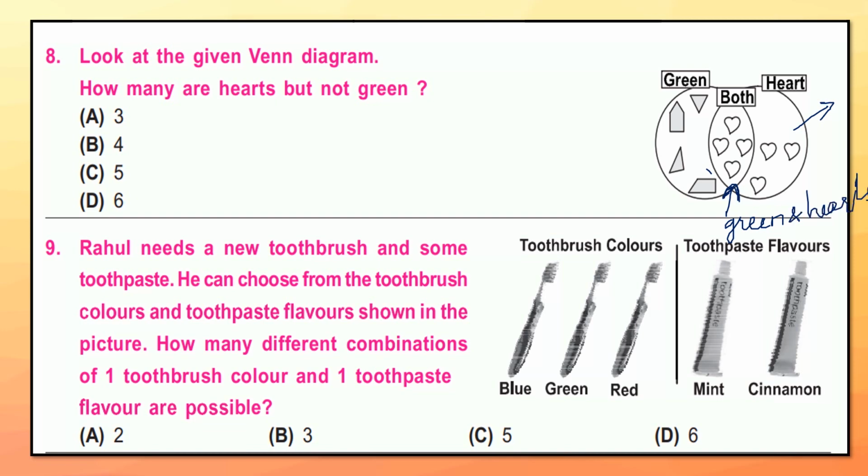So we need to find out only those that are hearts but not green. So only 3 are hearts and not green. So the correct answer is option A, 3.